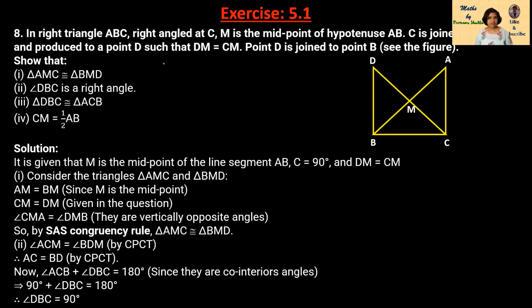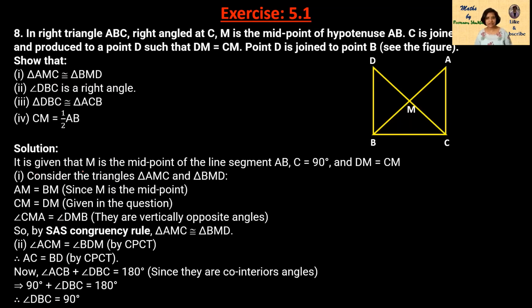Now come to question number 8. In the right triangle ABC, right angled at C, M is the midpoint of hypotenuse AB. C is joined to M and produced to a point D such that DM equals CM. Point D is joined to point B. So what does this question say to show? Show that triangle AMC is congruent to BMD. This is the first part and we will go one by one. So to prove this, it is given.